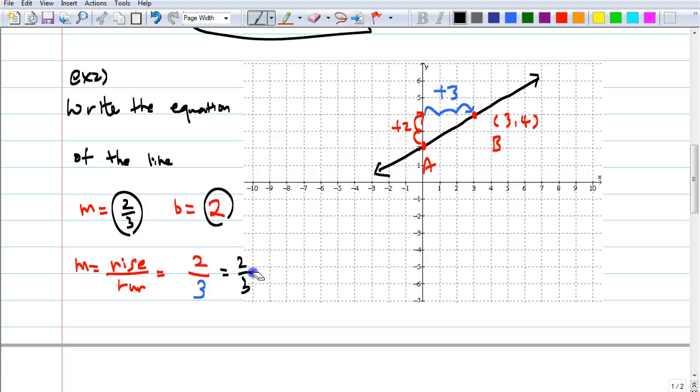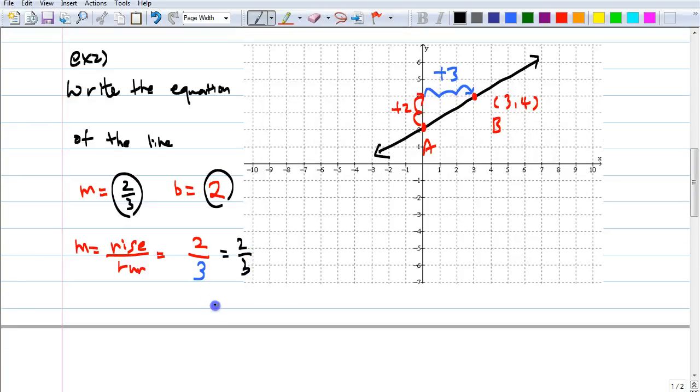The equation of the line. We should start. Madison? Y equals 2x plus 2. Good. We should start with y equals mx plus b first, right? Do we know what our m is? Yeah. Do we know what our b is? Yes. So what goes into this blank, class?